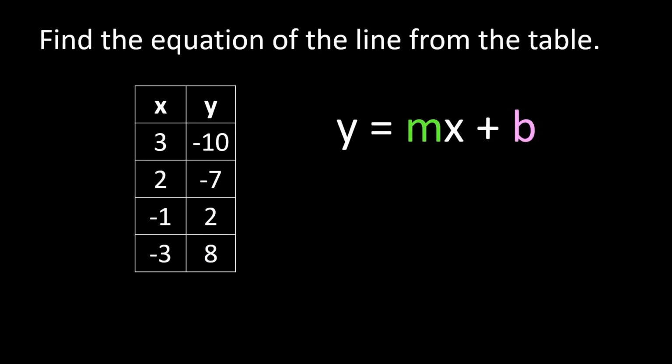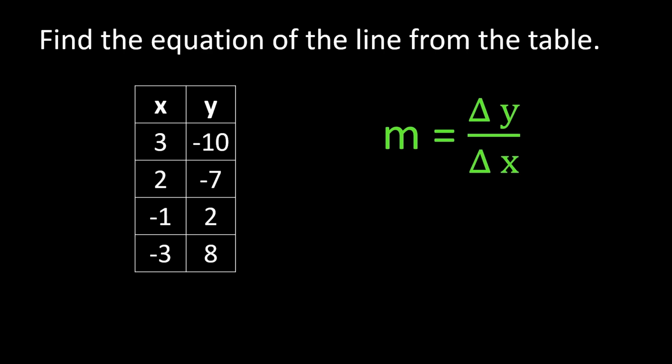We're going to find the equation of the line represented by this table in the format of y equals mx plus b. And to do that, I'm going to need to calculate the slope and find the y-intercept. For slope, we're going to use change in y over change in x to calculate the slope. And I'm going to start by looking at the y values of the first 2 points.